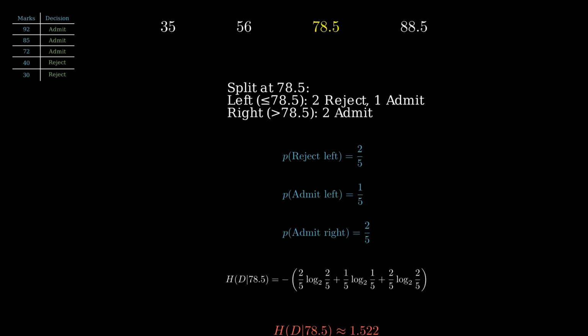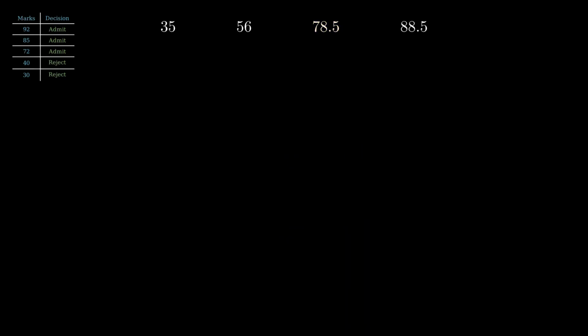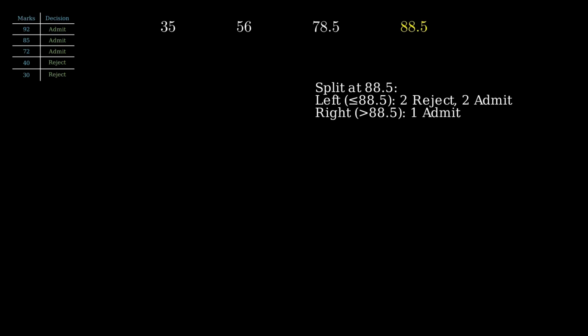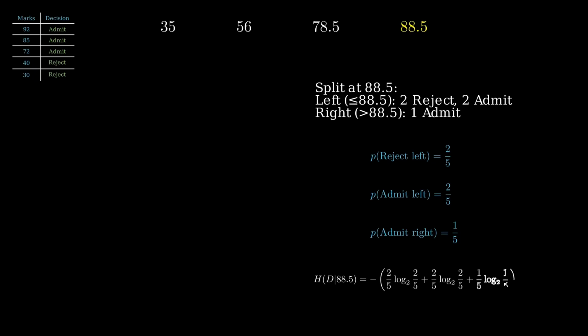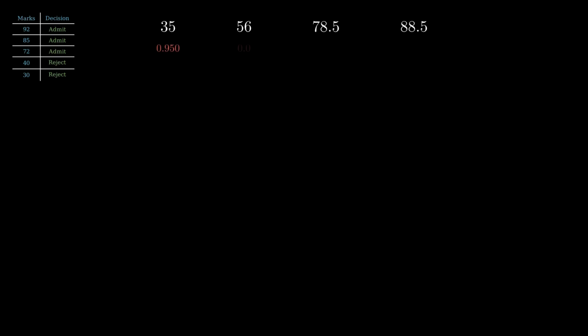Next we try splitting at 56. Again we create two groups, calculate their entropies and compute the overall weighted entropy. Similarly, we check at 78.5 and then 88.5. For each split, we are asking how much uncertainty remains if we split the data here. In the end, we'll pick the split that reduces uncertainty the most, that is, the one with the lowest entropy.